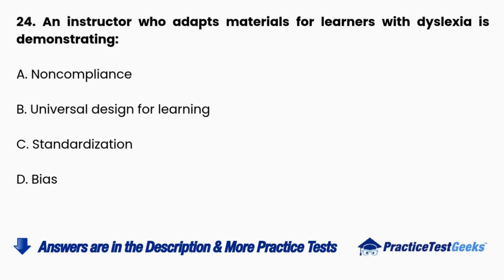24. An instructor who adapts materials for learners with dyslexia is demonstrating A. Non-compliance. B. Universal design for learning. C. Standardization. D. Bias.